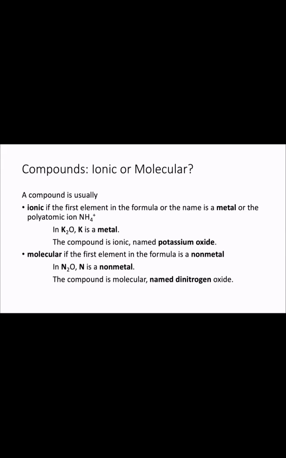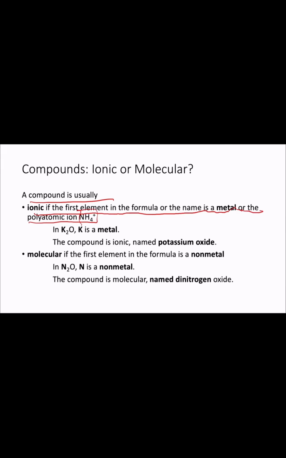Sometimes there are going to be some that are confusing, and we're going to run into a problem. How do you determine if something is ionic or molecular? A compound is usually ionic if the first element in the formula is named a metal or a polyatomic ion, like NH4 plus, the ammonium one. So that is going to determine it.